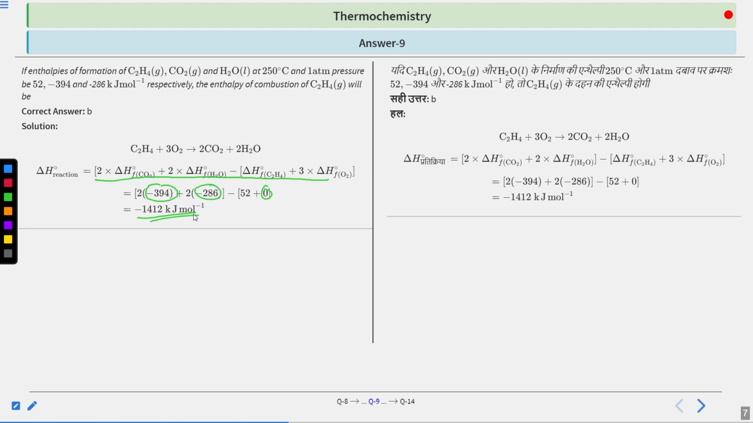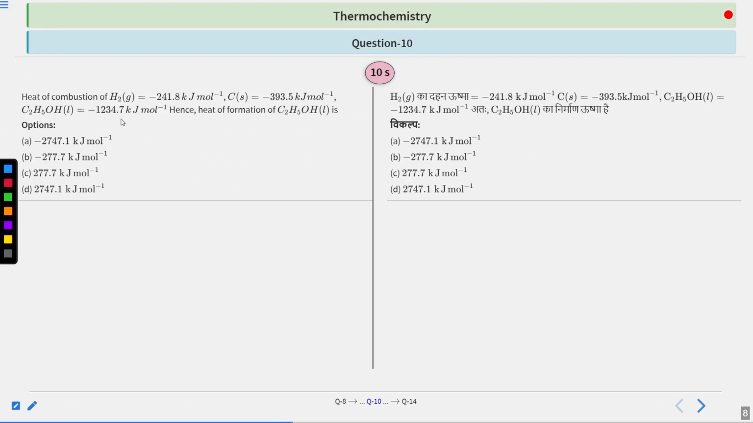Now, moving on further to the next question. So in this way, you will get your answer at B. So moving on further, we have question number 10. Question number 10 says that the heat of combustion for H2 gaseous is minus 241.8 kilojoule per mole, for carbon solid it is minus 393.5 kilojoule per mole, and for ethanol in liquid it is minus 1234.7 kilojoule per mole.